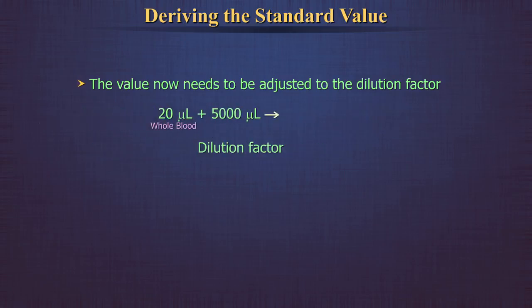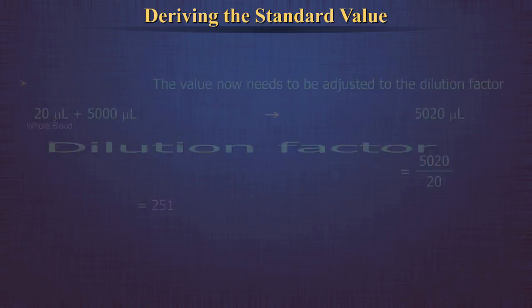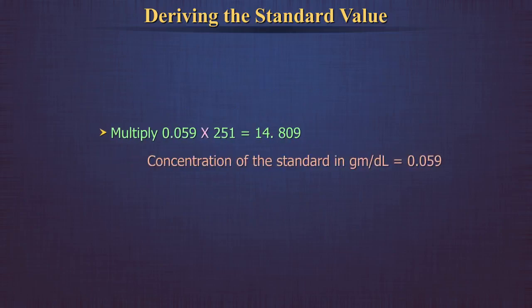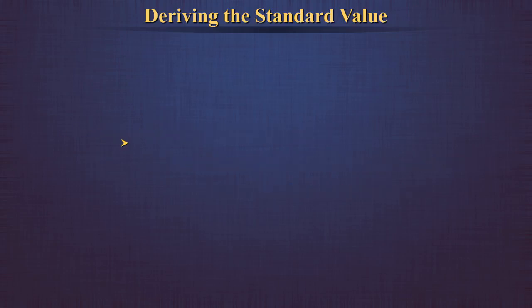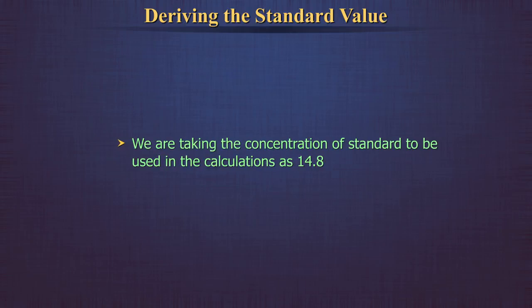As we add 20 microliters to 5 ml, which is 5000 microliters, our dilution is 20 in 5020. The factor thus is 5020 divided by 20, which is equal to 251. Multiply 0.059 by 251, which is equal to 14.809. So here, we are taking the concentration of the standard to be used in the calculations as 14.8.